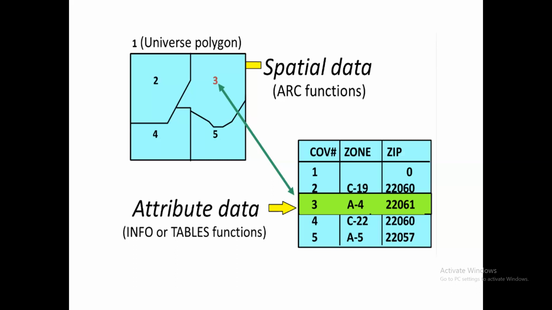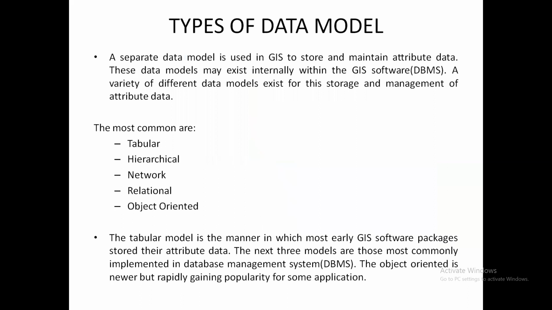Now we'll see what the types of data models are. A data model is nothing but a kind of storage area, or how you are going to store the attribute data. The types of data model are tabular, hierarchical, network, relational, and object oriented. In this lecture we will be covering the first 3 data models: tabular, hierarchical, and network.